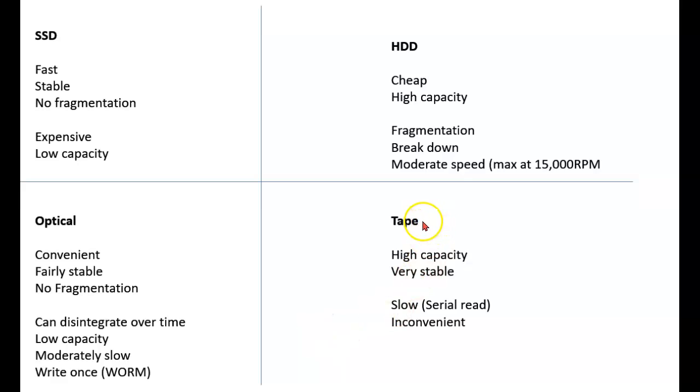Tape drives are very high capacity and very stable. We use these on things like, for example, CERN. When we do the super collider experiment, we store that data on high-speed and high-density tape. That's because it's very stable and high capacity, low cost. However, it's slow. You can only read and write serially to it, and it's somewhat inconvenient.